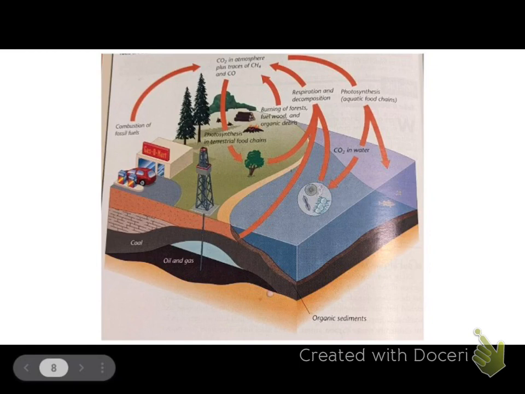So at the very top, we have carbon dioxide that's in the atmosphere. It can be in the form of carbon dioxide, or it can be in the form of methane, which is CH4, or it can be in the form of carbon monoxide, CO. There's lots of different forms of carbon that are in our atmosphere all the time. So what happens is that carbon can get taken in through photosynthesis and put into food chains here on Earth. So that would be a relatively short process.